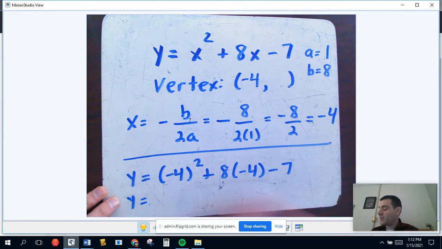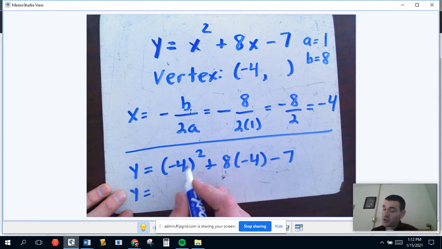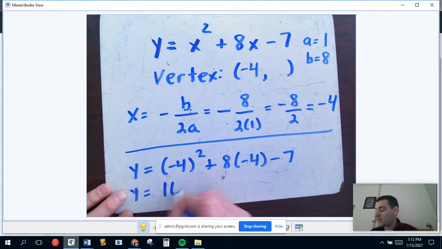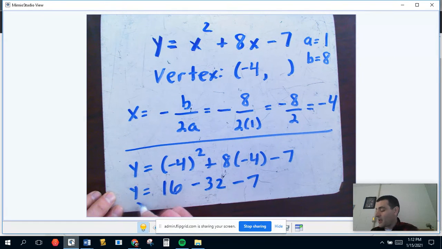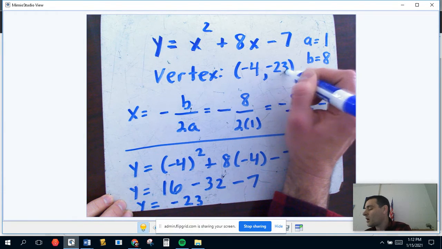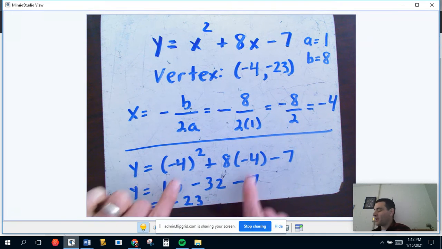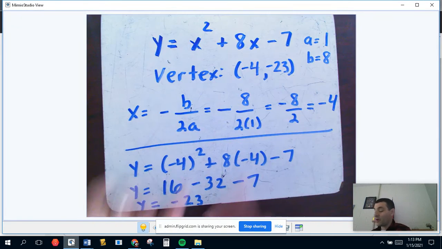Okay, you could go to Desmos or a calculator and probably do this all in one go, but I'm going to show some work. Negative 4 squared, by the way, make sure it's in parentheses. If you don't, it's going to say negative 16, which is wrong. It's positive 16. 8 times negative 4 is negative 32. Okay, 16 minus 32 is negative 16. Negative 16 minus 7 is negative 23. So again, I found that by plugging what I got from the x in here and here and working it out.